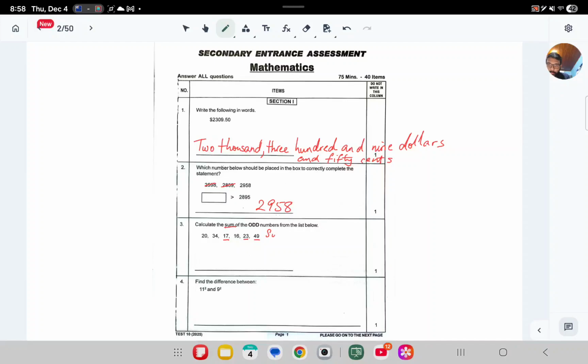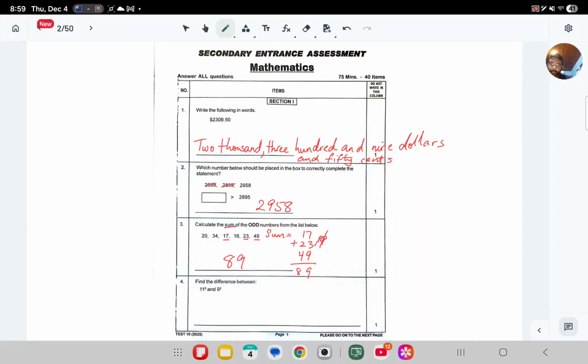Now I wanted to calculate the sum. So sum means to add. So 17 plus 23 plus 49. 7 add 3 is 10, add 9 is 19. 4 add 2 is 6, add 1 is 7, add 1 is 8. So we got 89.